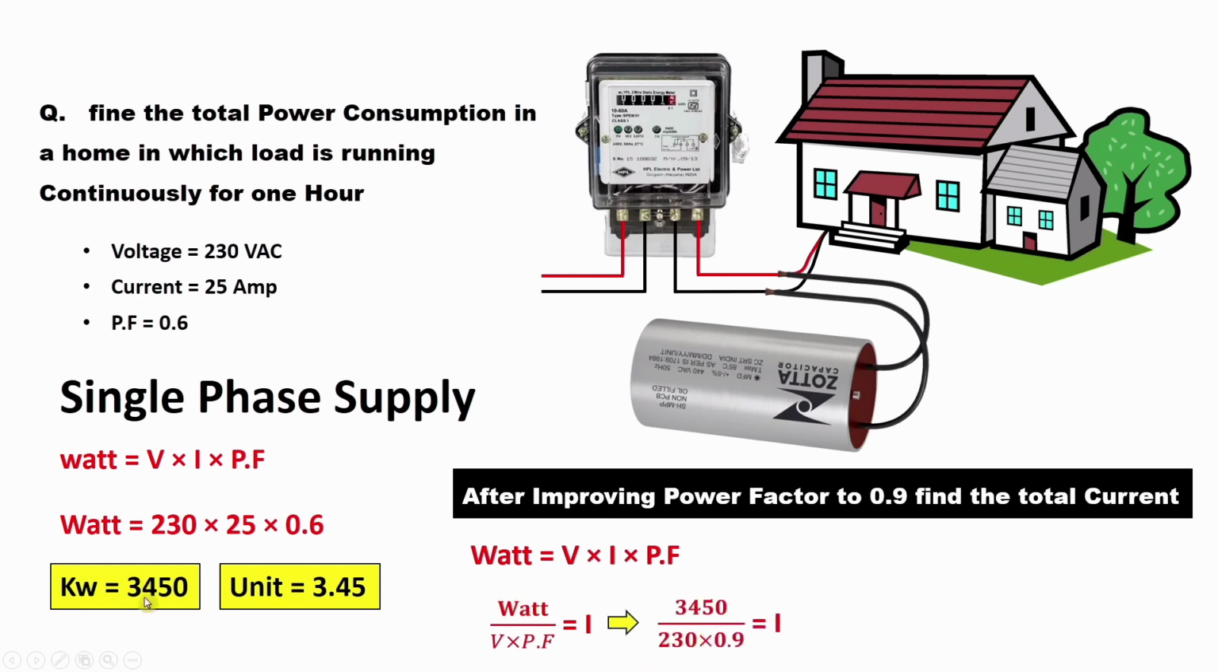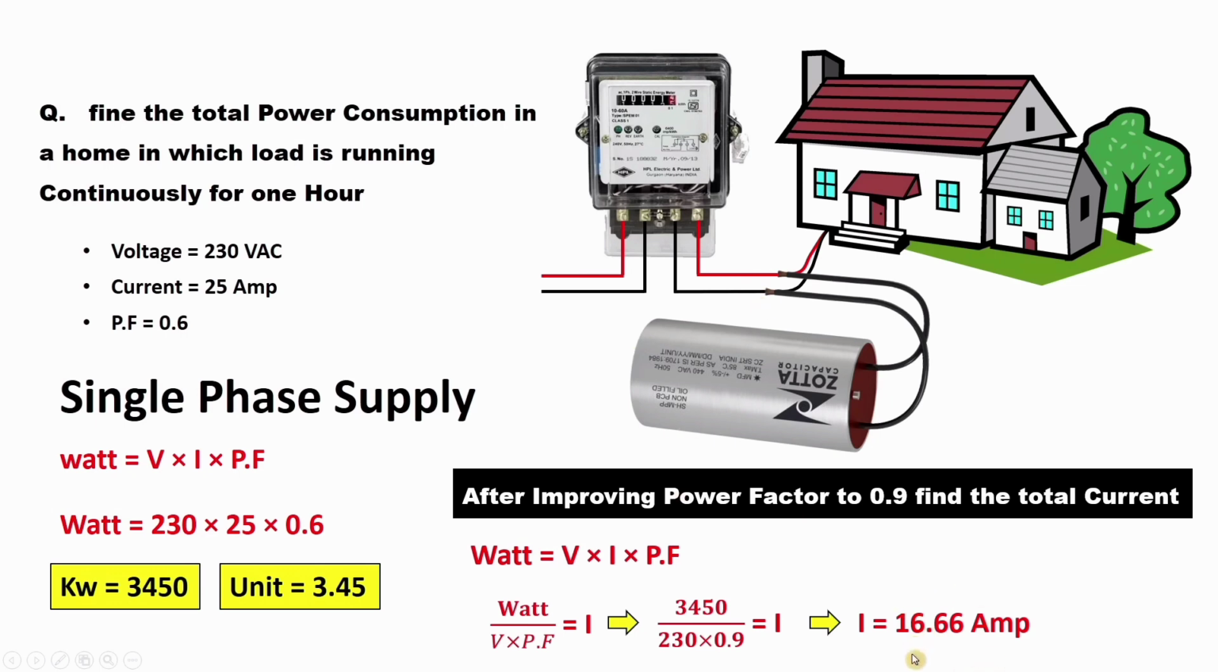What we have is 3450, so I have written it here. Voltage is 230 volt and the power factor we improved is 0.9. Previously the power factor was 0.6, but by connecting the capacitor we improved it, and right now the power factor is 0.9. By putting in all these values to find the current, the answer comes as 16.66 ampere. You can see the difference here. Previously the current flowing in our home was 25 ampere, but after connecting the capacitor, the current is now 16.66 ampere. So after connecting the capacitor, the current is reduced.